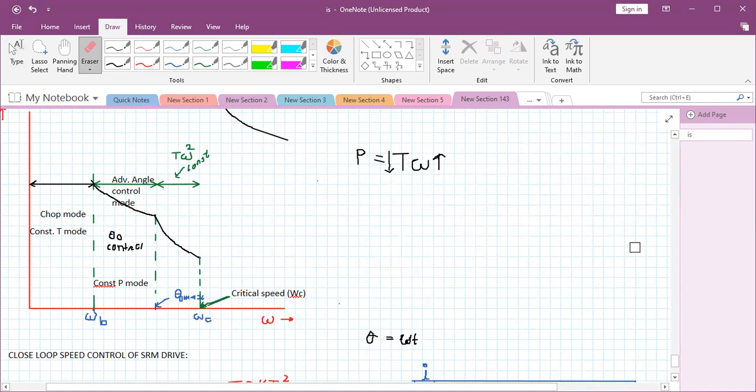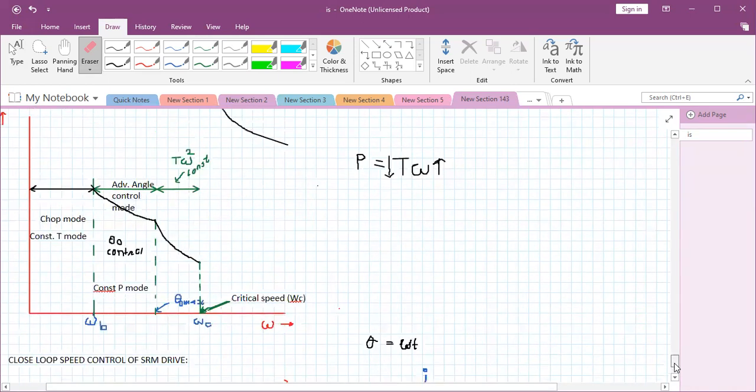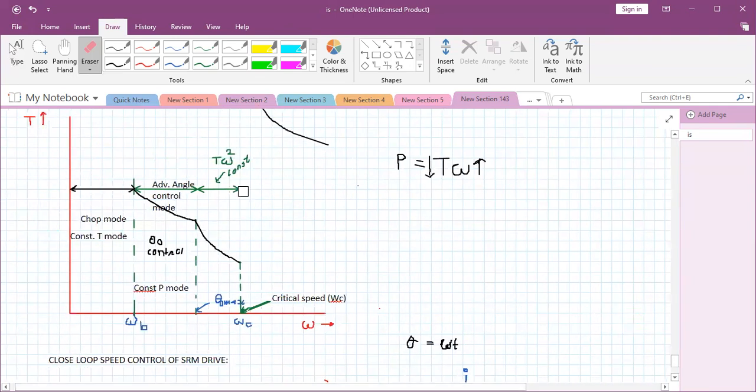Karthik, Akash, I hope that no difficulty is there. And is it clear? Yes, ma'am. Okay, so both of these are very important: closed loop speed control of the SRM drive as well as the torque speed characteristics. This is the torque speed characteristics that we have drawn. Thank you all of you. So here I am concluding my session.